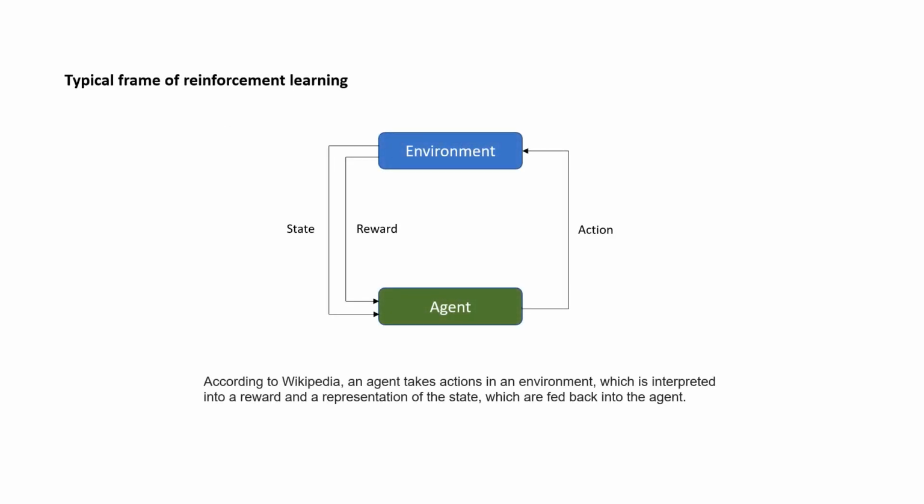This is the typical frame of reinforcement learning. Here you can see an agent takes an action in the environment and then gets the next state and the reward. According to Wikipedia, an agent takes actions in an environment, which is interpreted into a reward and representation of the state, which are fed back into the agent. Let us try to discuss this using an example.